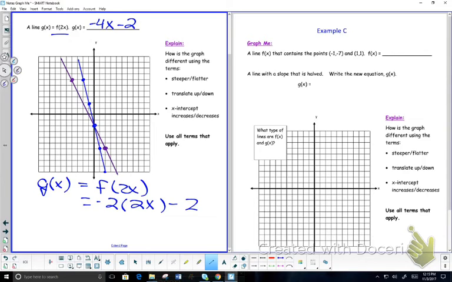If we were to compare our blue line to our purple line, would you consider our blue line to be steeper or flatter than the purple? Steeper. Steeper, I agree. Anybody have a problem with being able to tell if it's steeper or flatter?